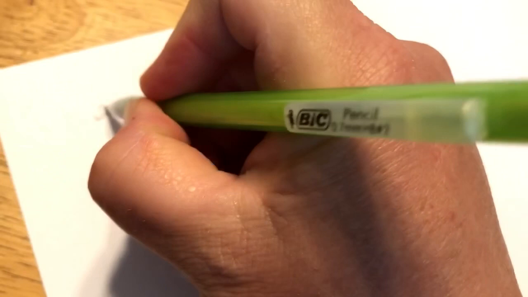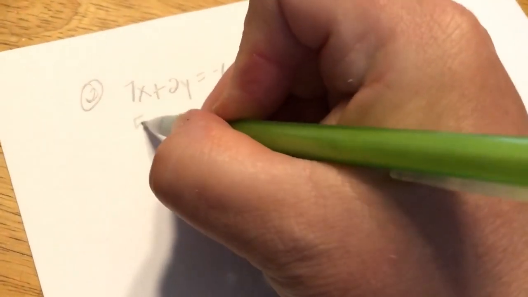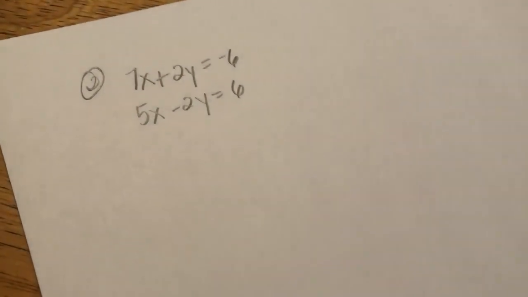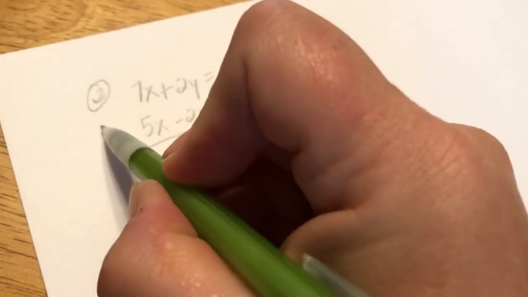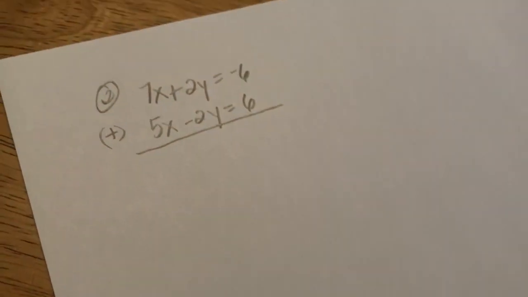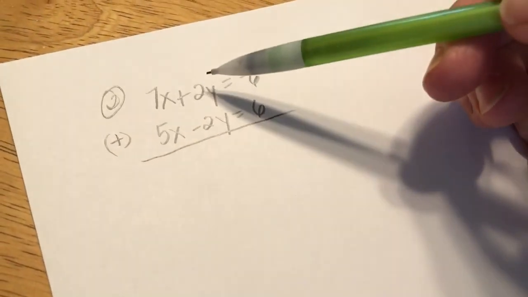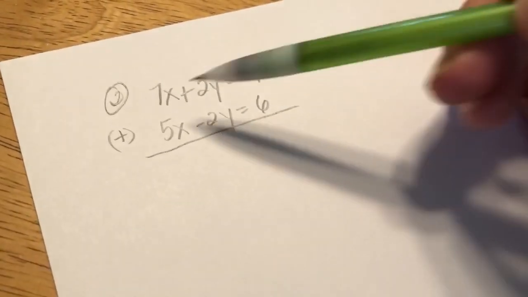So number 2, I want you guys to try this one. 7x plus 2y equals -6, and 5x minus 2y equals 6. Okay? So again, we're going to add. You should already be working. See if we get the same thing. This time the y's cancel. Again, they're aligned. The y's cancel.